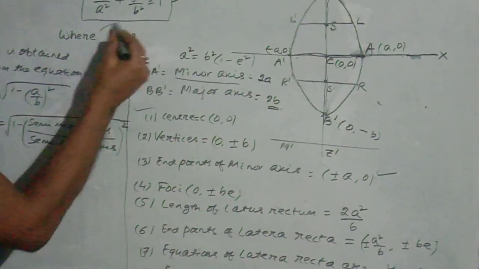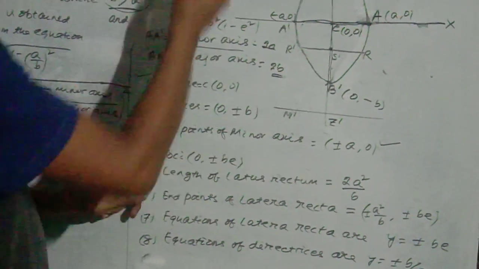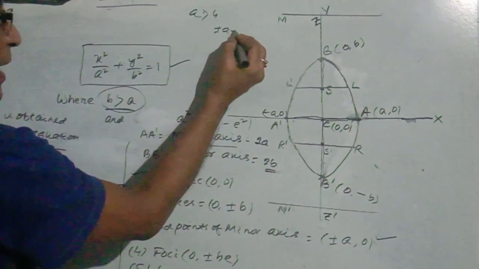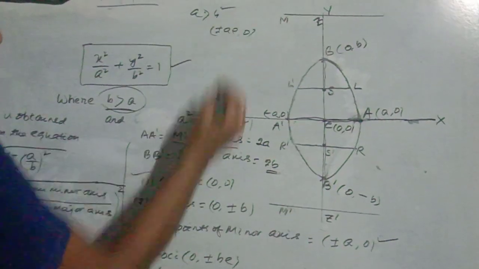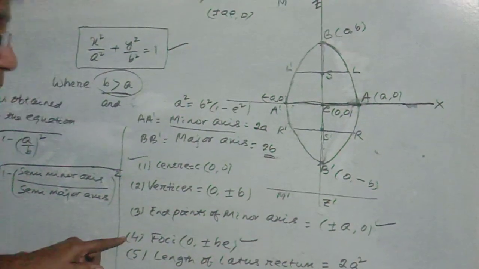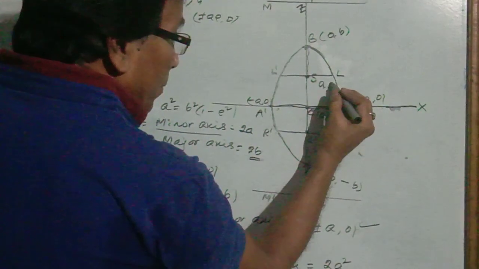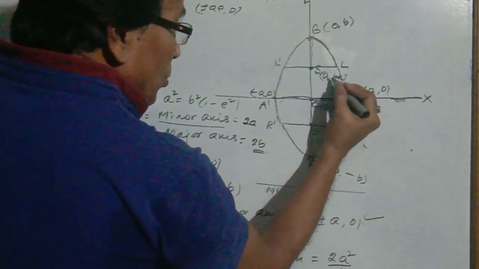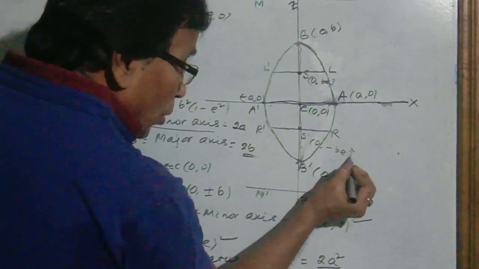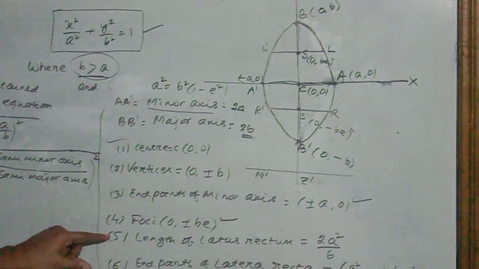So when b is greater than a, we will find out the coordinates of the foci. When a is greater than b, foci are plus minus ae, 0. Since here b is greater than a, what are the coordinates of the foci? The foci are 0, plus minus be, that means S point is 0, be, S dash point is 0, minus be. So remember that the coordinates of the foci are 0, plus minus be.